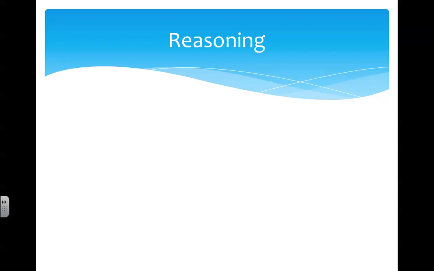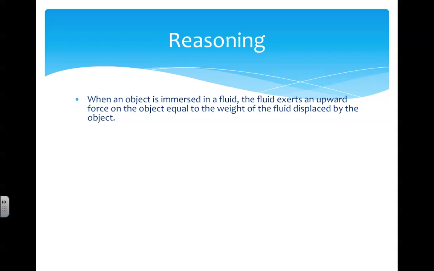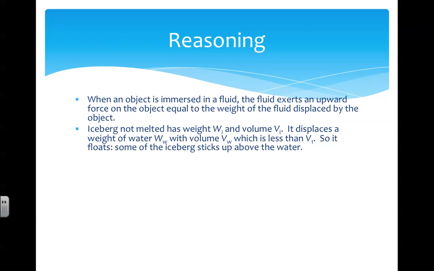So how do we explain this? This is because when an object is immersed in a fluid, the fluid exerts an upward force on the object equal to the weight of the fluid displaced. This is basically a statement of Archimedes' principle. An iceberg which is not melted has a weight Wi and a volume Vi. It displaces a weight of water Ww with volume Vw. But because seawater has a greater density than the iceberg, then Vw is greater than Vi. So it floats, and some of the iceberg sticks up above the water.